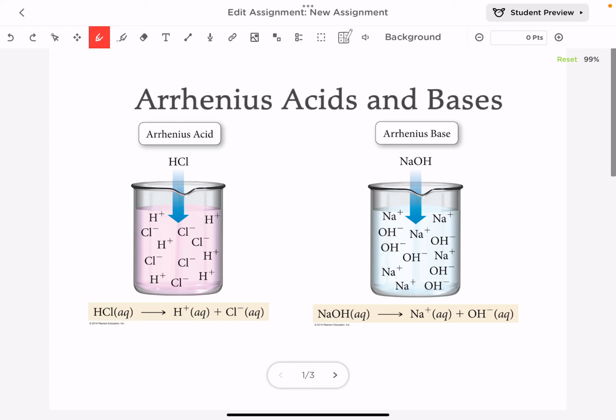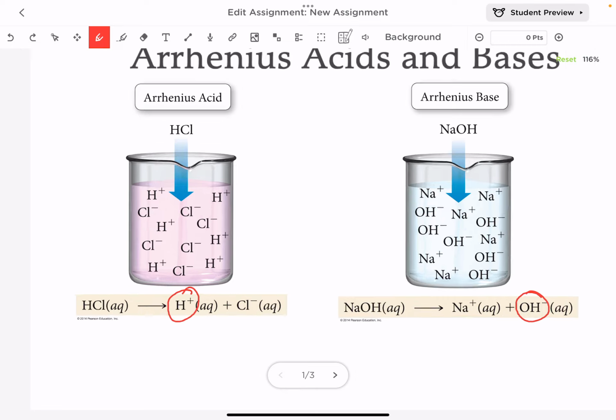I will explain the difference between Arrhenius acid and base and the other theory, the Bronsted-Lowry acid-base theory. According to Arrhenius, an acid is a substance that increases the concentration of hydrogen plus ions, which are known as protons, when dissolved in water. And a base is a substance that increases the concentration of hydroxide ions in water.